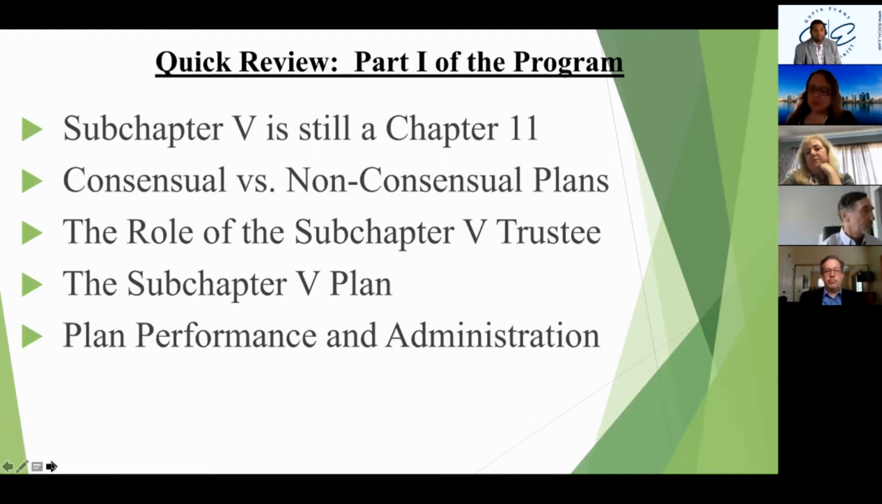As a threshold matter, the provisions of Chapter 11 apply to Subchapter 5 cases with some exceptions. Some of those exceptions are going to be reviewed in detail later in the program, but I do encourage you to read the full text of Subchapter 5, and we've included that in the materials that are posted to the San Diego Bankruptcy Forum website.